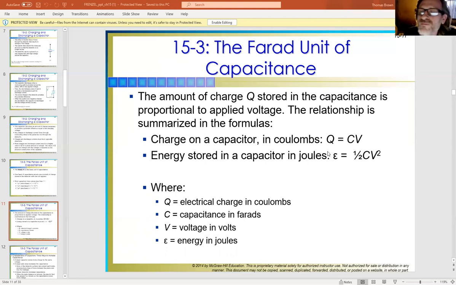But this works with everything. We won't use this formula a whole lot, I'll be honest with you, but it is a good formula to remember. Q is equal to C times V. So Q, the charge or the charge potential, if you will, is equal to the capacitive ability, the capacitance, times the voltage. And if we look down a little further and measure it in joules, what's the energy and storage capability of this thing? Energy is equal to half of capacitance times voltage squared.